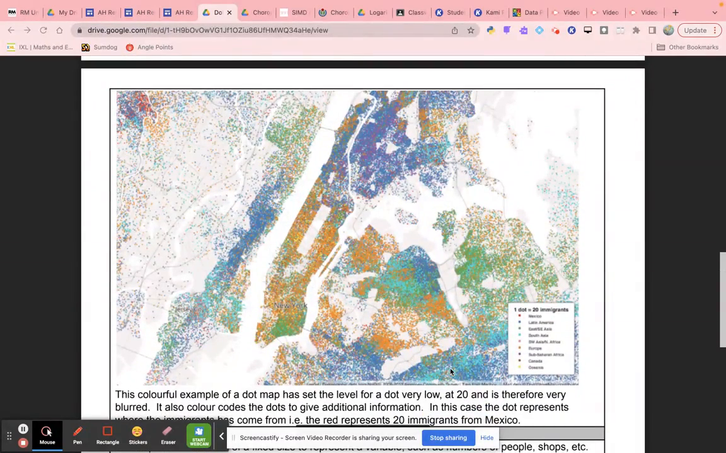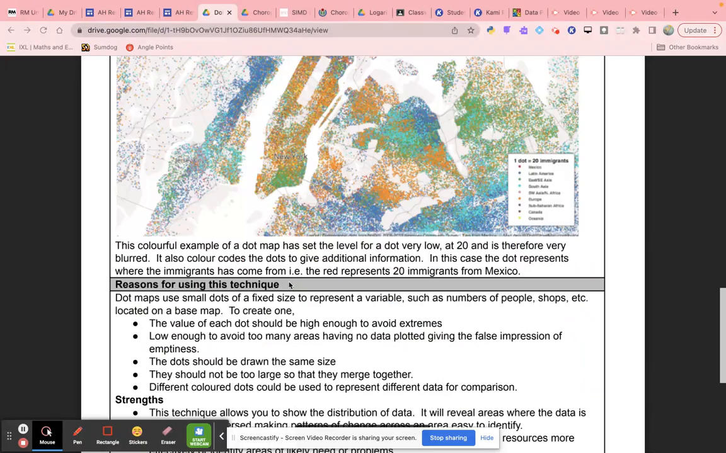Here we can see different colored dots representing immigrants from different ethnic backgrounds. So the different colors, the orange, for example, represents clusters of people of European origin. Likewise, red represents clusters of people of Mexican origin. So it allows us to see patterns of different ethnicity. In this case, this is New York.